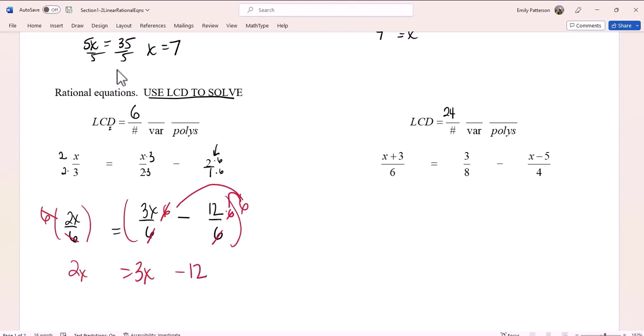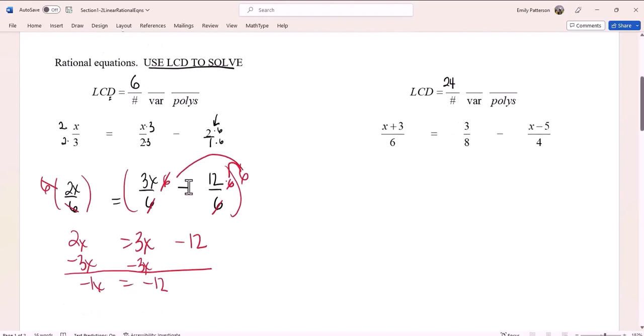And now look, this is a nice, pretty, lovely integer problem like what I just did at the top of the page. And I can solve it like I did before. So I've got this is equal to negative 12. And then I'm going to divide both sides by negative 1.